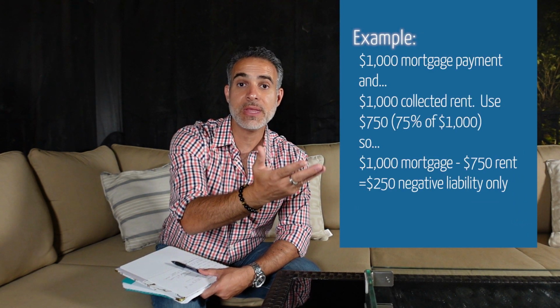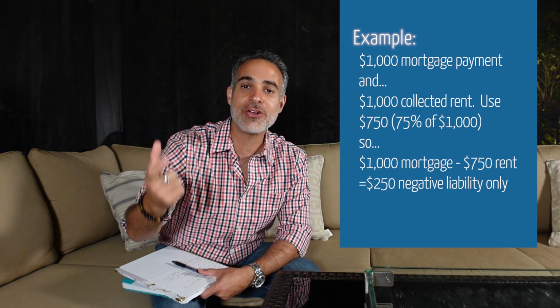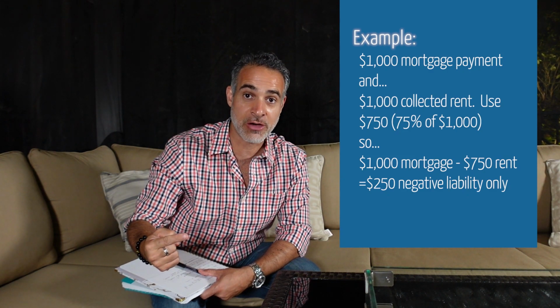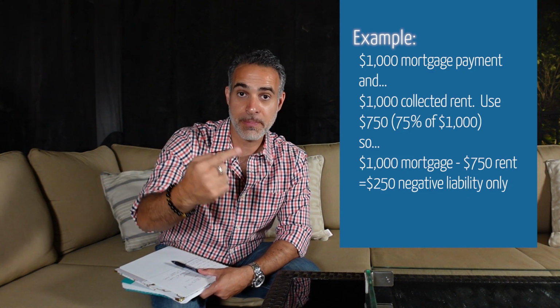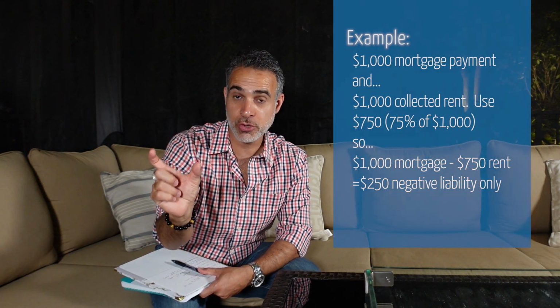Let's assume the payment is $1,000 and you're collecting $1,000 in rent. That means you could actually use $750, which is 75% of $1,000, to offset the payment. So your negative liability against your income is only going to be $250 if it's a rental, but it's actually going to be $1,000 as an owner-occupied. Make sense? Now, that all sounds great, but what's the negative part of me buying a property as an investment versus an owner-occupied? And here it is.